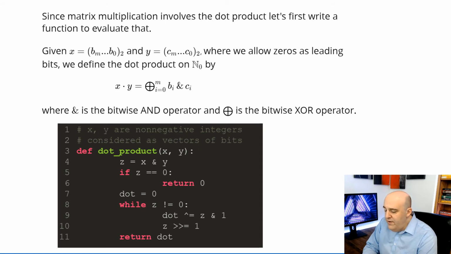And then the dot product, to define that as a function, to start off, why don't we just do z equals x and y? And then that's like ANDing all of the individual bits. If z is 0, we just return 0. Otherwise, we'll cycle through the bits of z. We've seen this technique already several times. While z is non-zero, we access the least significant bit of z, that's z and 1. And then we XOR it on to the running sum of the dot product. And then after z is 0, we know that we've run through all the bits of z and we've XORed them all up, and we return it.